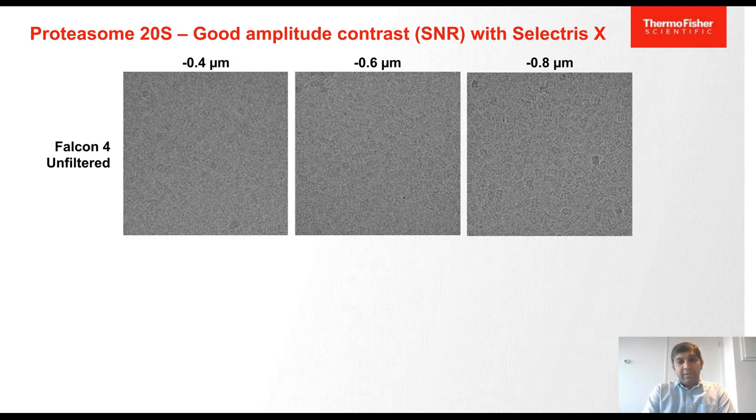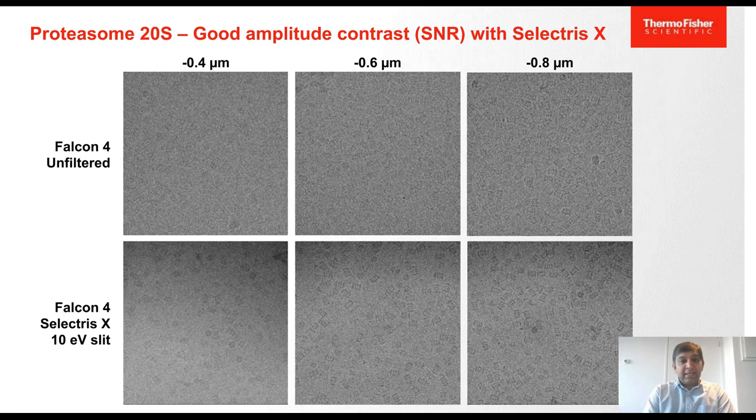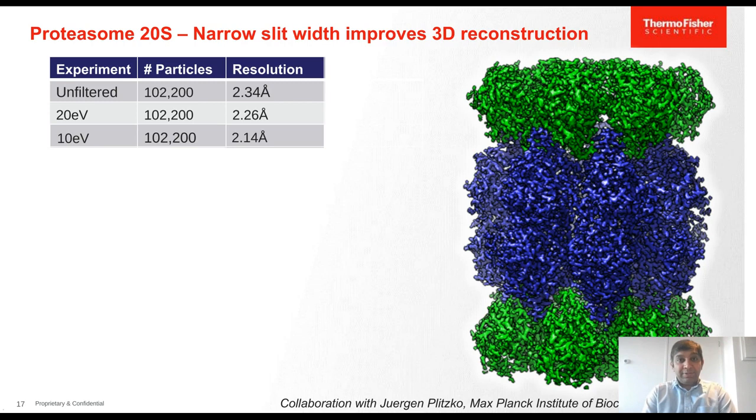As soon as we do the filtering with the 10 eV slit, in this case, the contrast improves miraculously. As you can see, very close to focus as well, all of these particles are visible. And it's not just the contrast, it's also the signal to noise that's improving in these images. And since you have better signal to noise, particles are aligning better, and this leads to higher resolution. And this is exactly what we observed here.